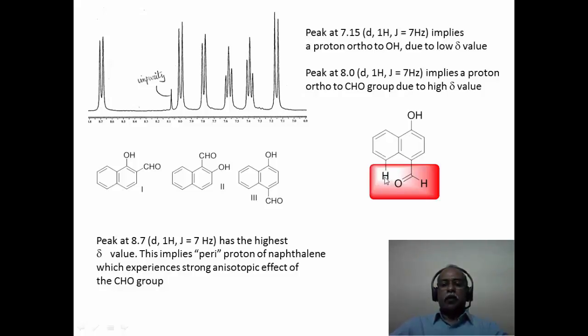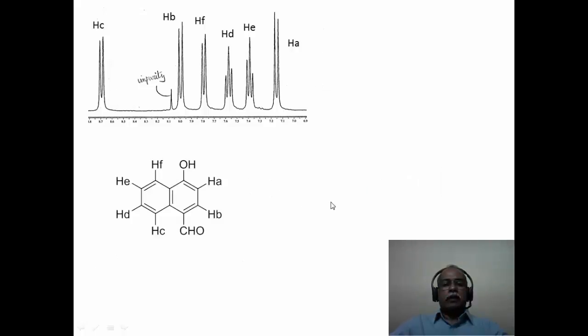This information may not be known to you, but please bear in mind that whenever you have an aromatic compound which has signals above 8.5 ppm, it is because of this kind of strong anisotropic effect, particularly of the peri type, which results in a very high delta value. So the anisotropic effect experienced by the peri hydrogen because of the formyl group, which is the aldehyde group, is responsible for this particular peak here. So one can come to the conclusion that this is most likely the structure for this particular compound, and the proton NMR is very clearly assigned.